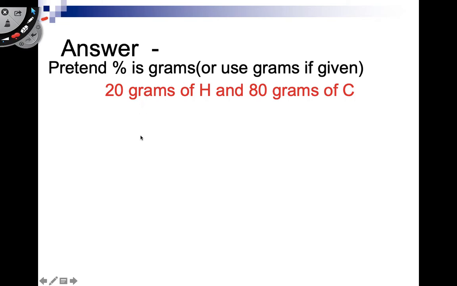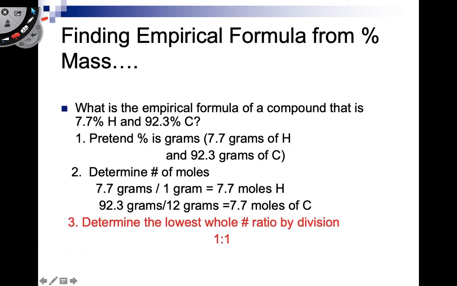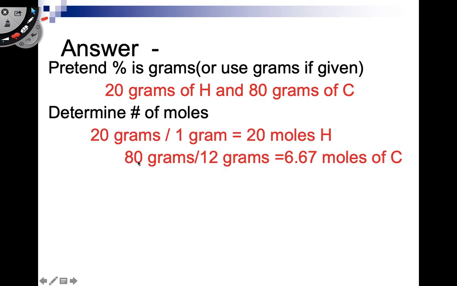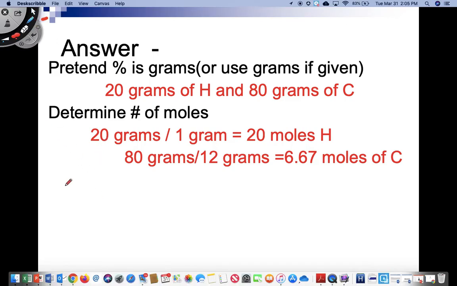So you started out with 20% of hydrogen and 80% of carbon. So you're going to pretend that those are grams first. And then you're going to determine the number of moles. So again, remember how that was done.